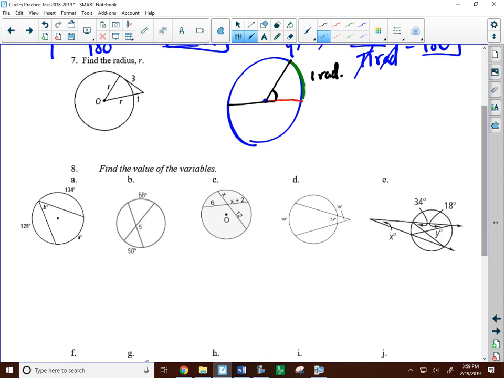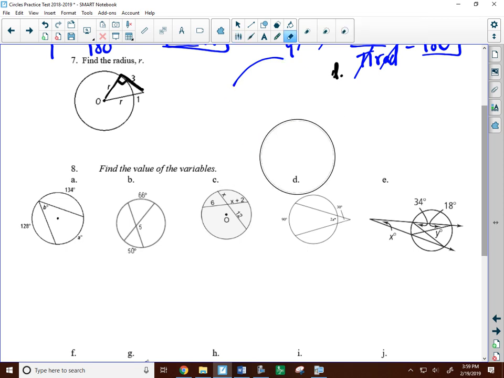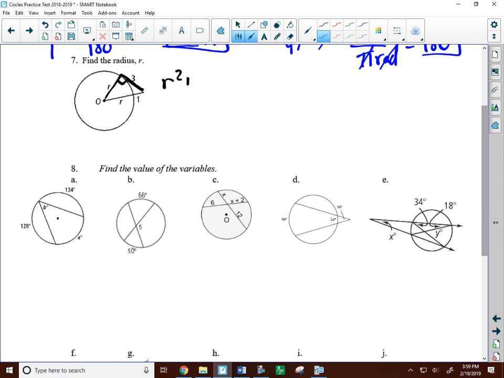Moving on to 7. Again, this is one I should have stated, I'm sorry. Assume segments that appear tangent are tangent. So here's a tangent, here's a radius, and so that's a right angle. Now what we can do is Pythagorean theorem. R squared plus 3 squared equals the hypotenuse, which is R plus 1 squared, not R times 1. The left side is just R squared plus 9.